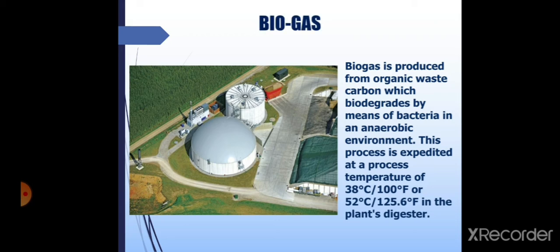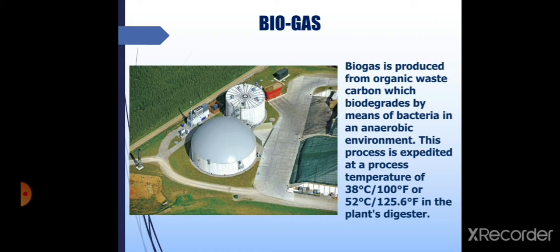So, biogas is produced from organic waste, carbon, which biodegrades by means of bacteria in an anaerobic environment. This process is expedited at a process temperature of 38 degrees Celsius or 100 degrees Fahrenheit, or 52 degrees Celsius or 125.6 degrees Fahrenheit in the plant's digester.